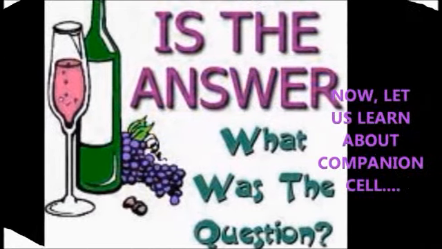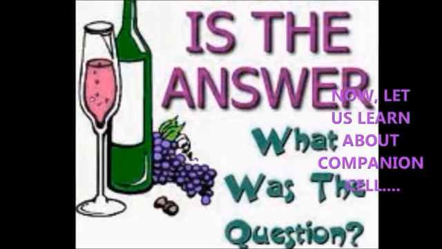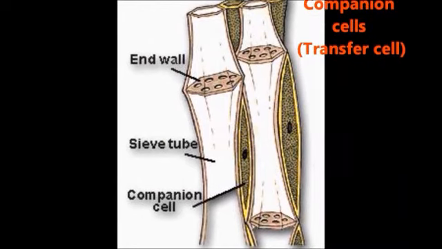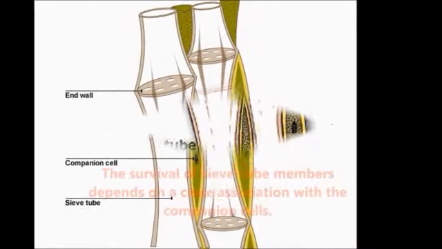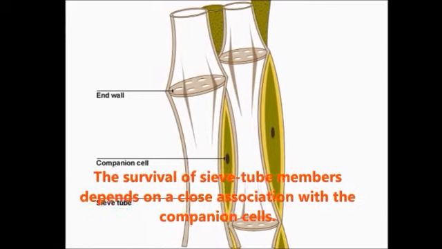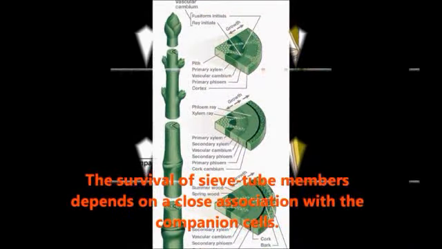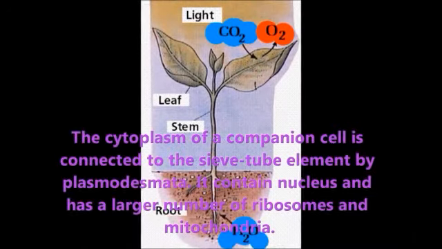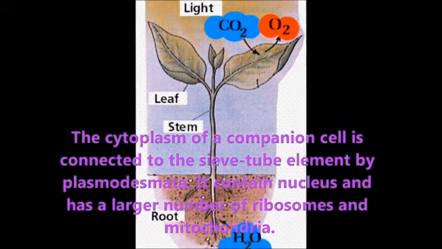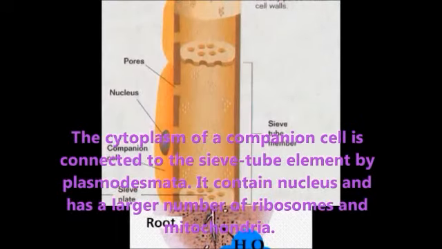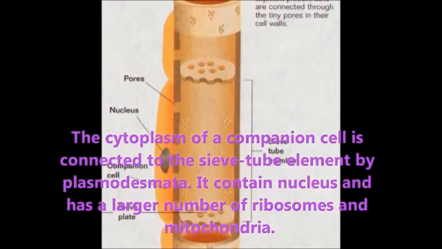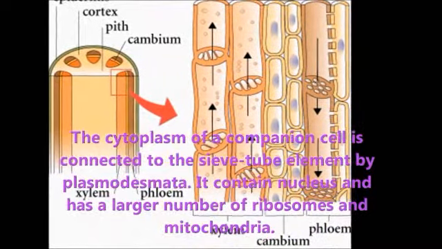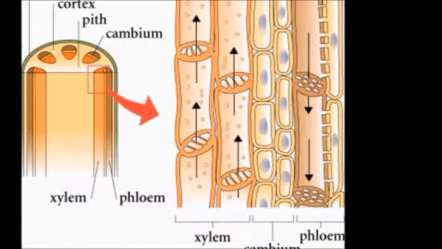Now, let us learn about companion cells. Companion cells are also known as transfer cells. The survival of sieve tube members depends on a close association with the companion cells. The cytoplasm of a companion cell is connected to the sieve tube element by plasmodesmata. It contains a nucleus and has a larger number of ribosomes and also mitochondria.